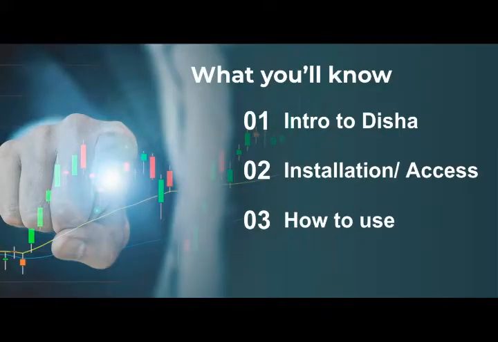In this video, I will discuss briefly the introduction to Disha, and then we will discuss installation. In this step, after you get access from us, how to activate the Disha indicator on your TradingView charts. That's what we will discuss in the step. And later we will discuss the steps, the rules which you need to follow to get the best output from Disha.